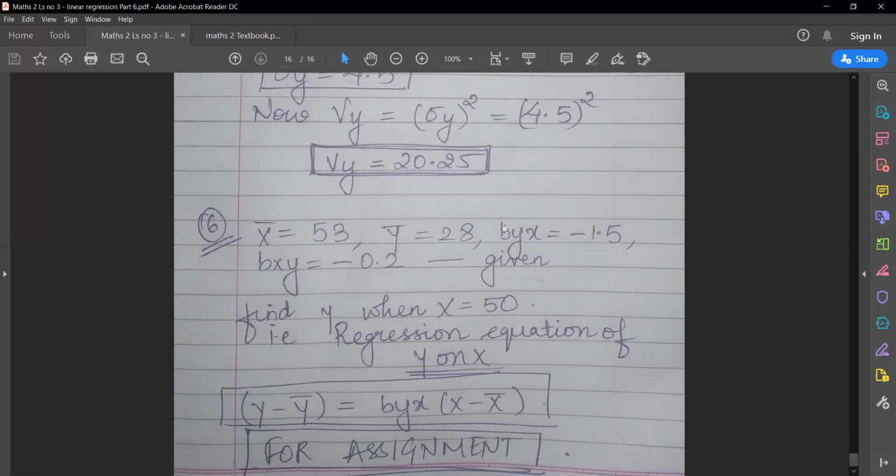And I hope you all are practicing and maintaining the Maths 2 notebook in which you are doing all the sums. So we stop here for today, class.